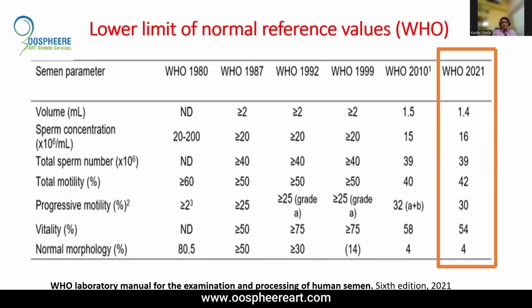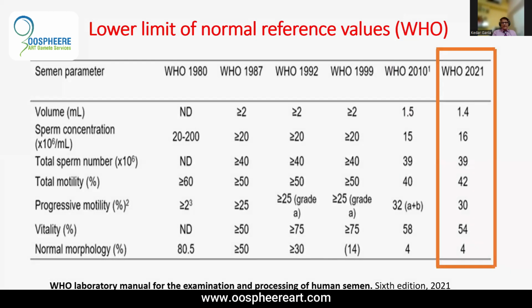This is the WHO 2021 criteria, where the sperm concentration is now up to 16 million and total motile sperm count should be up to 39%, with rapid progressive motility about 30%. This is WHO 2021 with strict morphological criteria of 4%.